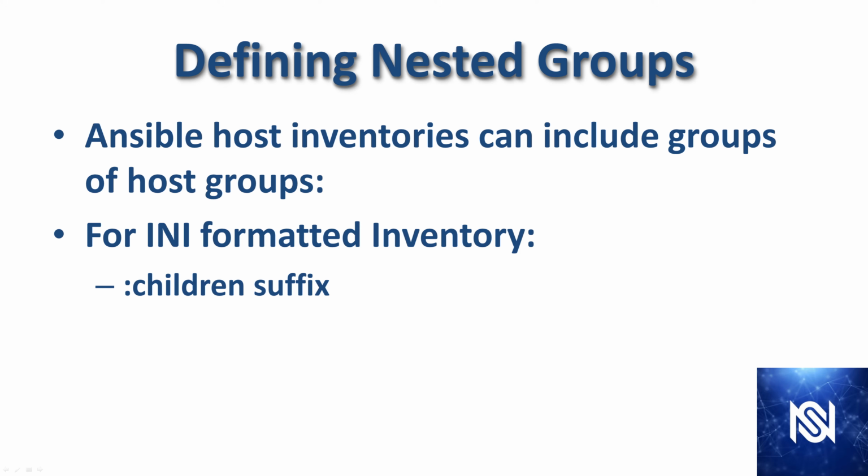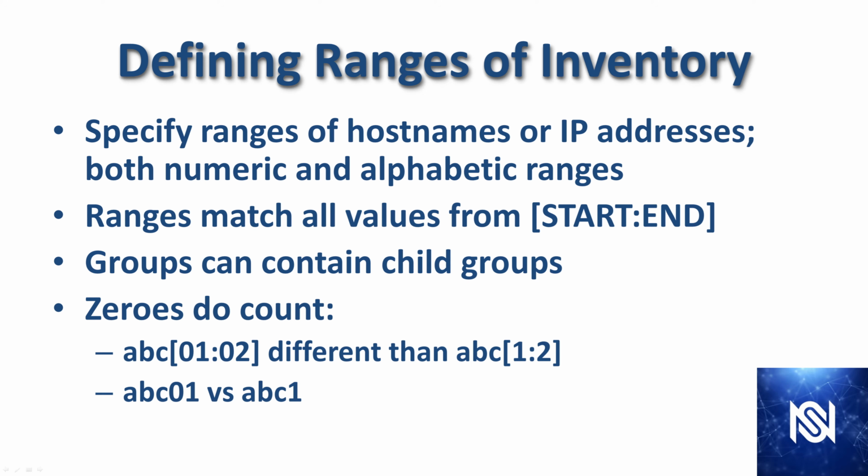All right, so you can have nested groups. Ansible host inventories can include groups of host groups. In the INI format, you'd use the :children suffix, and we're going to show you an example of that in a second. You can also define ranges of inventory, and that includes host names or IP addresses.